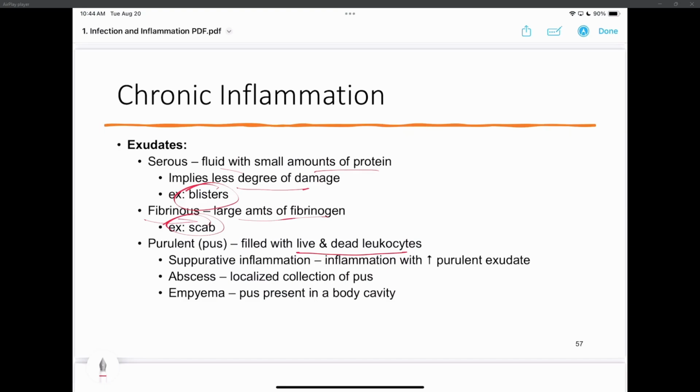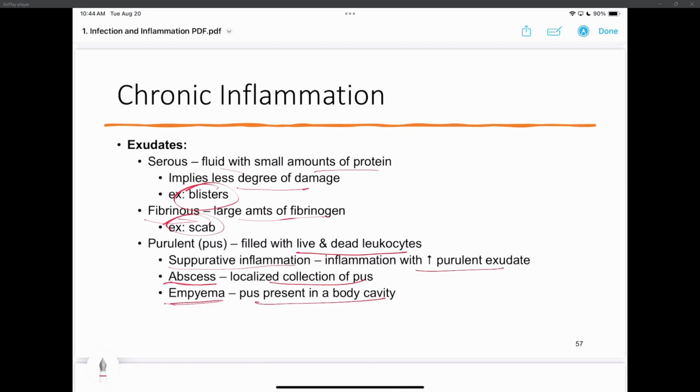So whenever you see pus, pus is that way because it is all the dead white blood cells in that area. That's what causes the pus to form. You have what's called suppurative inflammation, which has increased purulent exudates. An abscess is a localized collection of pus. So an abscess is an exudate that's just filled with pus. An empyema is pus present in a body cavity.